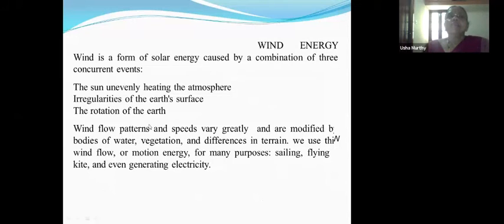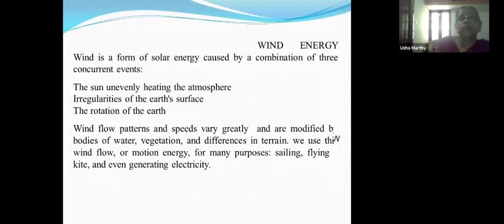So wind again is a form of solar energy caused by the combination of three concurrent events. That is, the sun unevenly heating the atmosphere, irregularities on the Earth's surface, and the rotation of the Earth. Wind flow patterns and speeds vary greatly and are modified because of water, vegetation, and differences in the region.